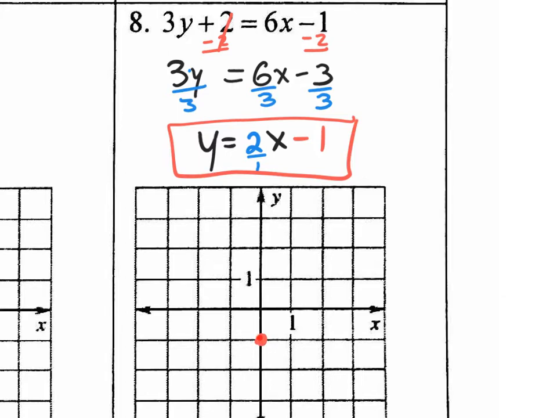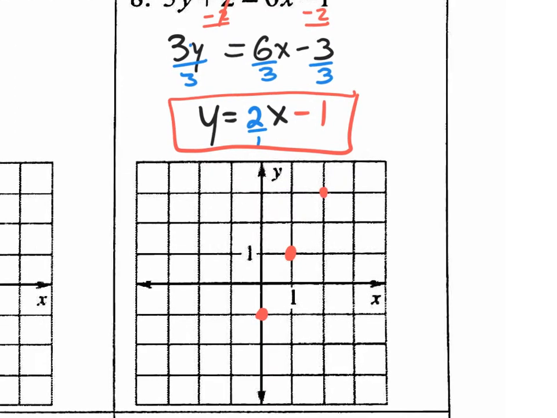And from this point, do I go up or do I go down? Up, because my slope is positive. So go up 1, 2, go over 1. You always run to the right and put a dot right here. And you continue to go up 2 over 1 if you want. And you could even go backwards with that pattern to extend it in the other direction. Anyways, here's my line.